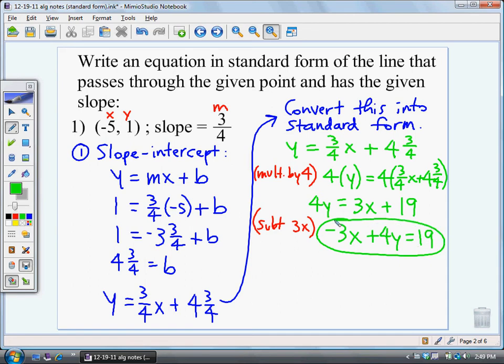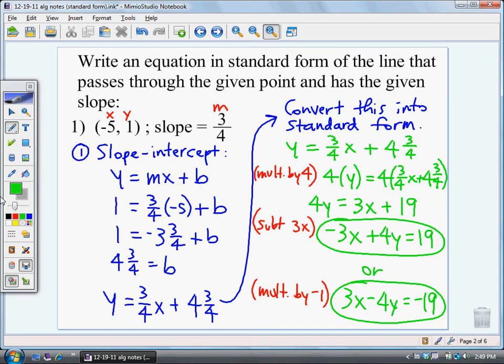And remember also that if I were to multiply everything there by negative 1, that would give me a second correct answer. So I have 3x minus 4y equals negative 19. Either one of those two things is going to be correct.